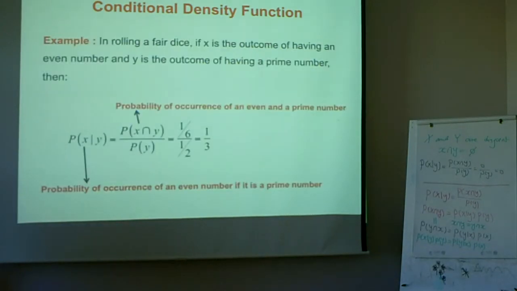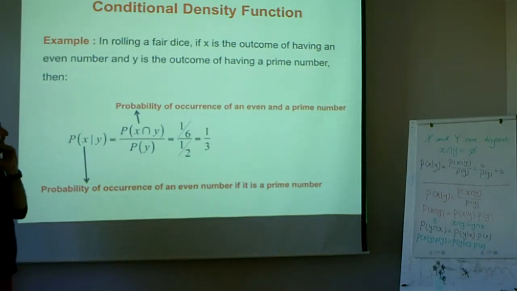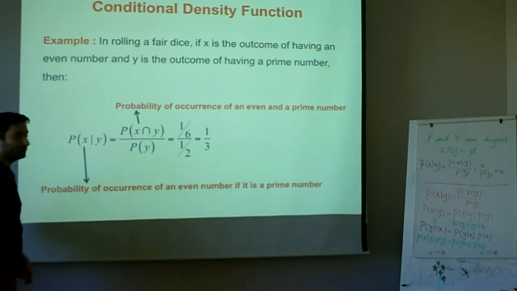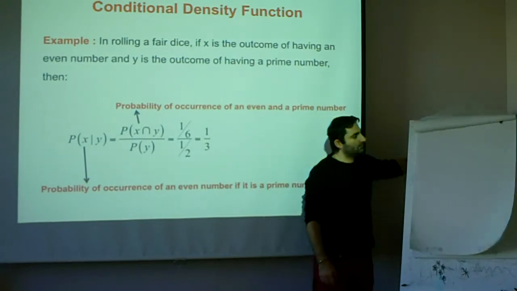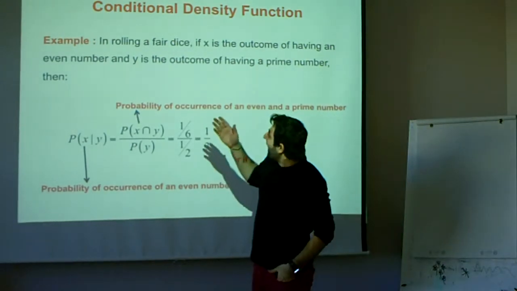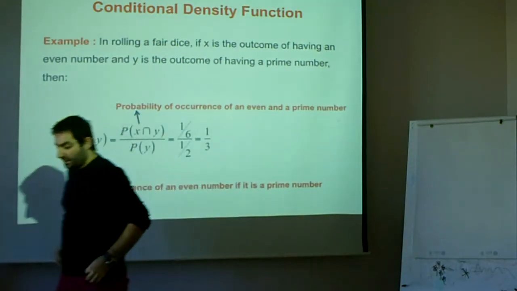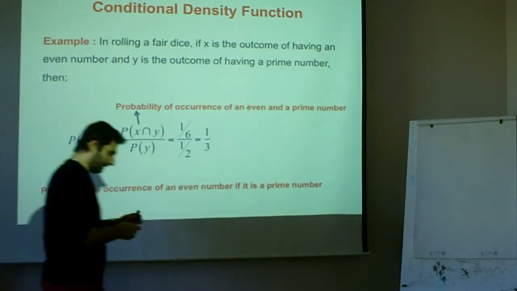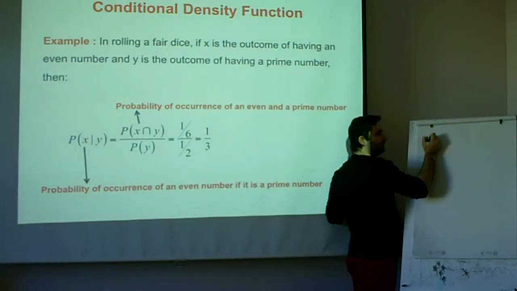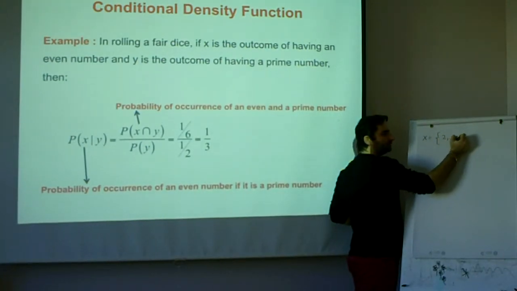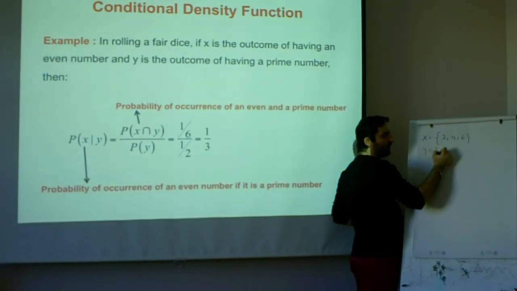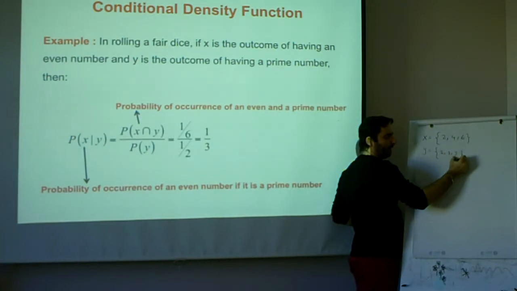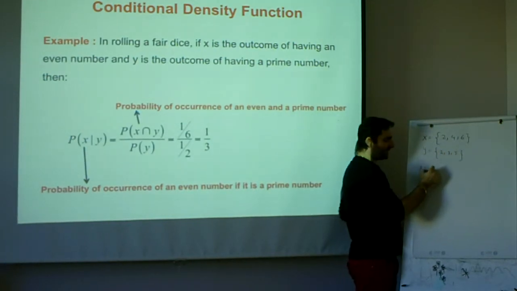Now, the question is this. In rolling a fair die, x is the outcome of having an even number, and y is the outcome of having a prime number. X is an even number, y is a prime number. What is x intersected by y?